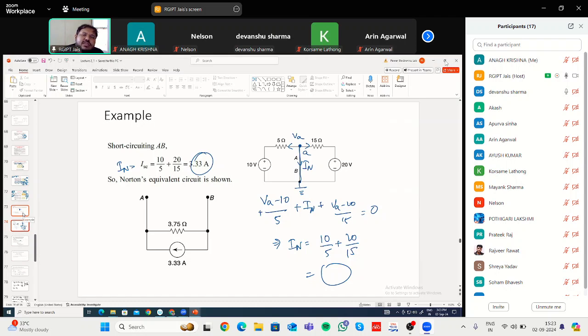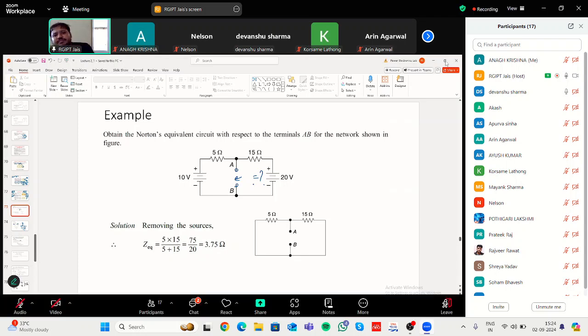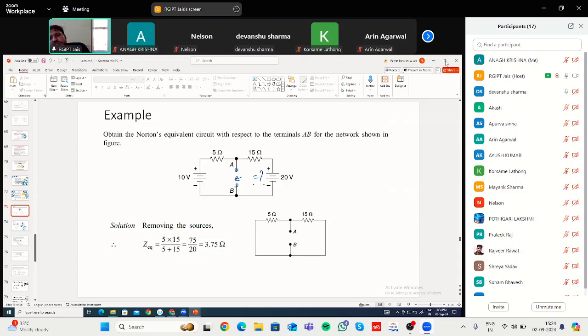Next thing that you have to find is RN. For RN, what you have to do? You keep these two terminals open circuited. Now you look through these two terminals and see what is the net resistance that you are getting. You have to deactivate the sources, that means replace the sources with their internal resistance. Both are voltage sources, so the ideal internal resistance is 0. So you replace them with short circuits.